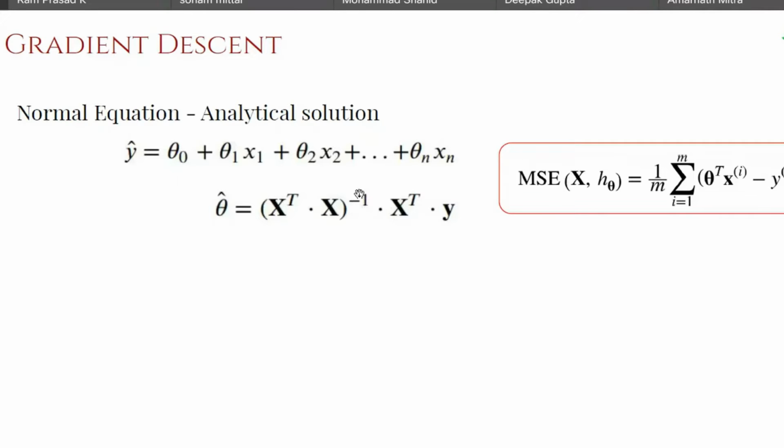So if your training data is humongously large in terms of sample size or in terms of features, then this closed form solution is not feasible because the computational complexity is high and there won't be enough memory to store the entire intermediate values to perform these matrix inversions.